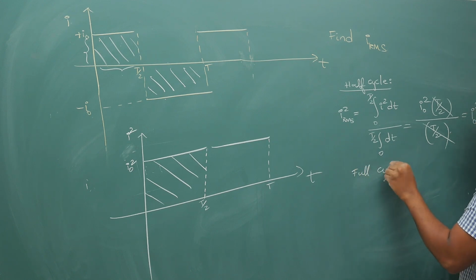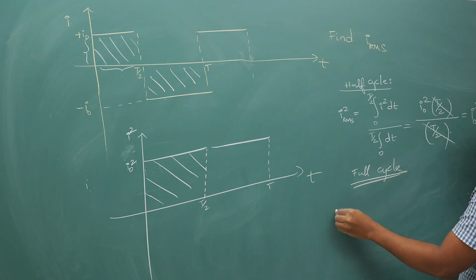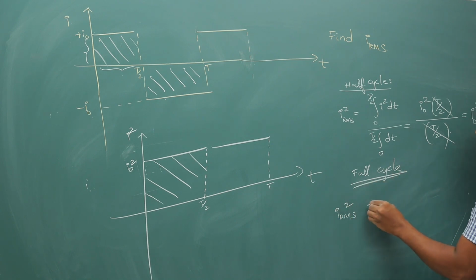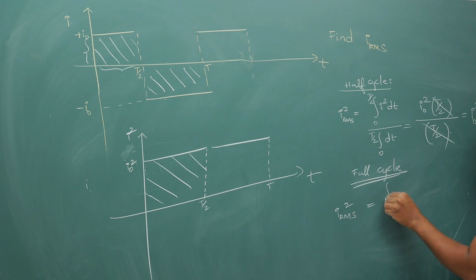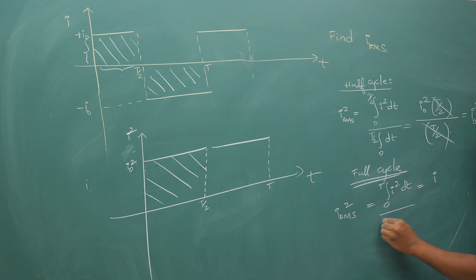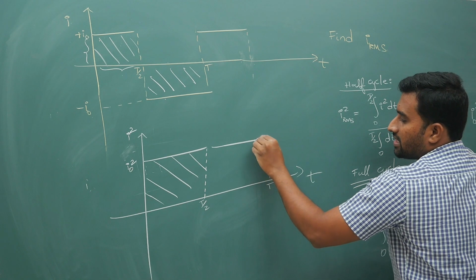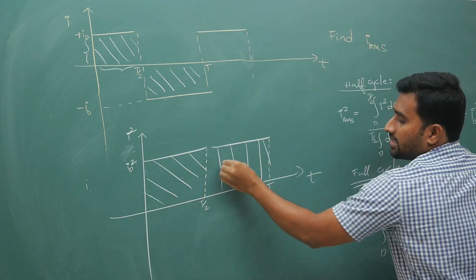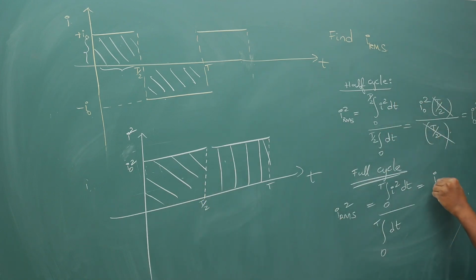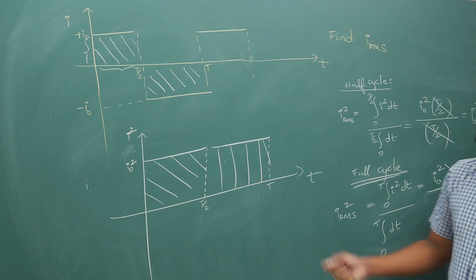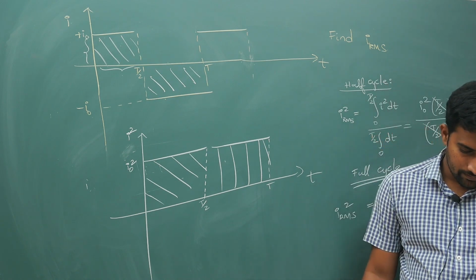For full cycle, your I RMS square is the total area, the integral of I square dt for the full cycle, divided by the integral of dt from 0 to T. The numerator is the area of the I naught square versus t graph, which combines both areas, this area as well as this area. The full thing is in the shape of a rectangle, so I naught square into T, and T will cancel off. Your I RMS is once again I naught. So these are the values that you have.